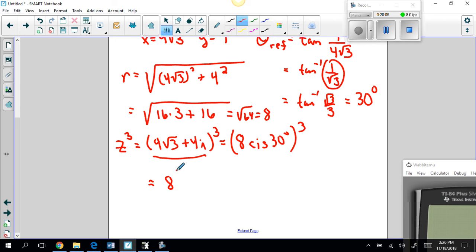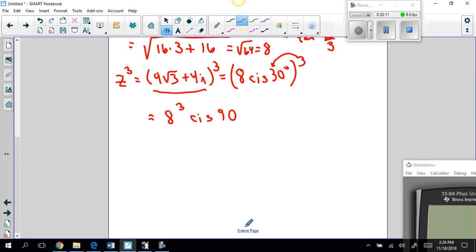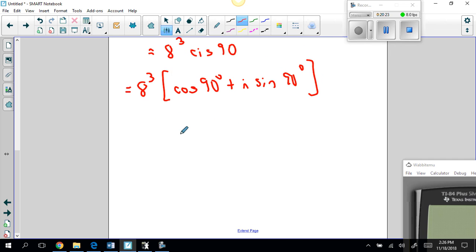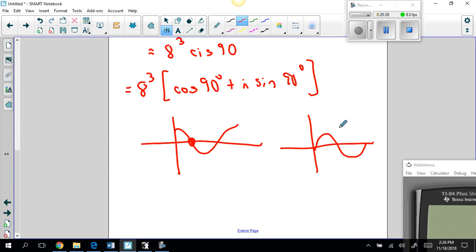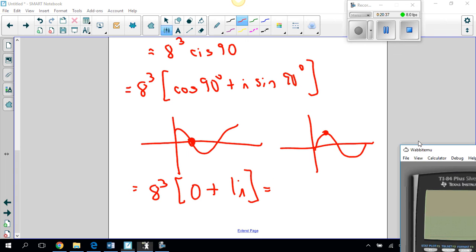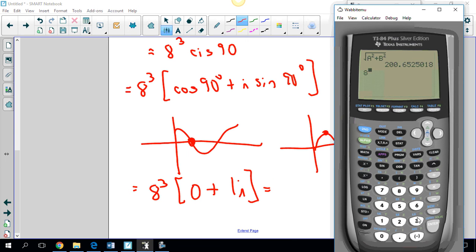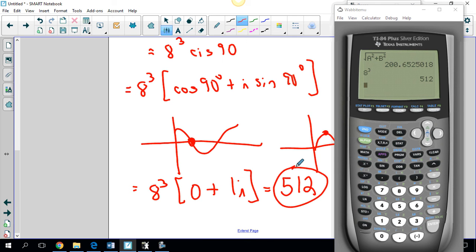Because the answer is 8 cubed CIS 3 times 30, 90. Piece of cake. 8 cubed cosine 90 plus i sine 90. Cosine 90, 0. Sine 90, 1. 8 cubed 0 plus 1i. The answer is 8 cubed i, 512i. Boom. Awesomeness.